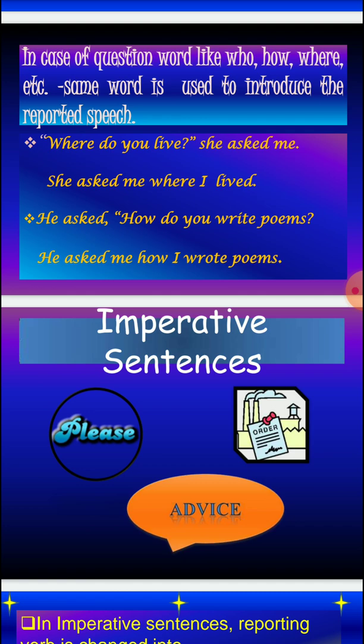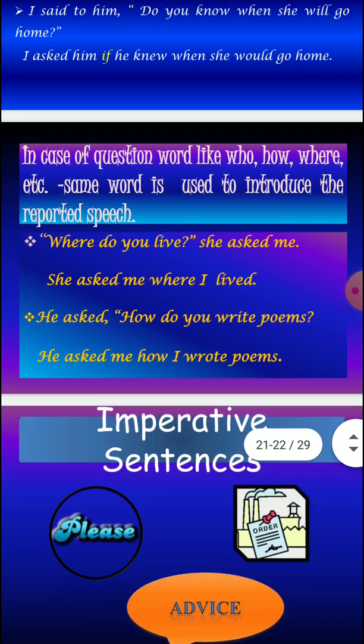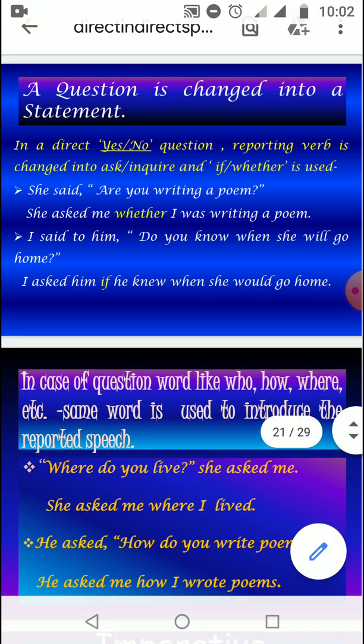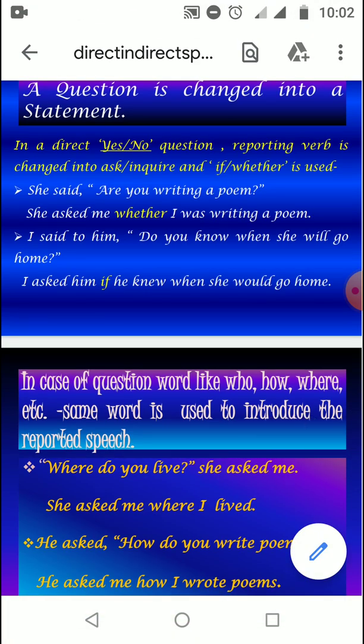For example, "Where do you live?" She asked me. She asked me where I lived. So we've changed the position of the noun and the verb. The noun is placed before the verb in the indirect sentence. Another example, he asked, "How do you write poems?" He asked me how I wrote poems, in the past tense. Clear? So that's all for today. Next we'll cover in the next video.